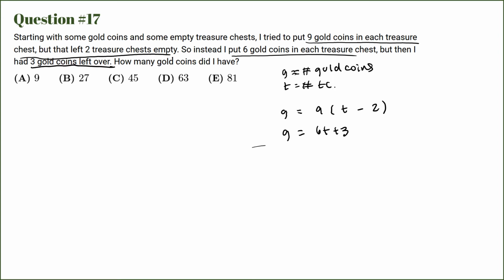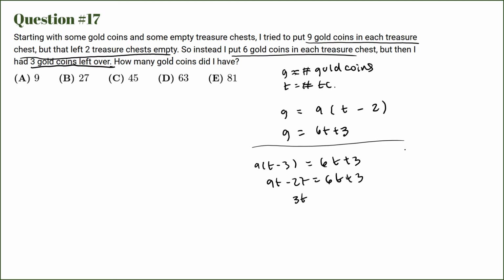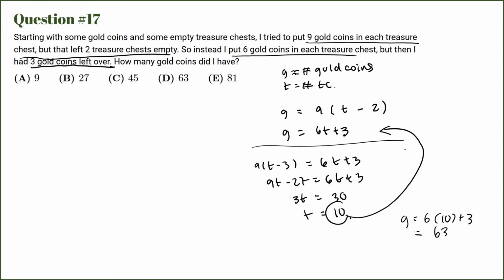Now we can just set these equations equal and solve for t, and then we can plug t back into the equation to solve for g. Okay, so let's do that. 9 times t minus 3 equals 6t plus 3. 9t minus 27 equals 6t plus 3. 3t equals 30, so t equals 10. And if t equals 10 and you plug it back in here, then g equals 6 times 10 plus 3, and that equals 63. So you have 63 gold coins, and that would be D.